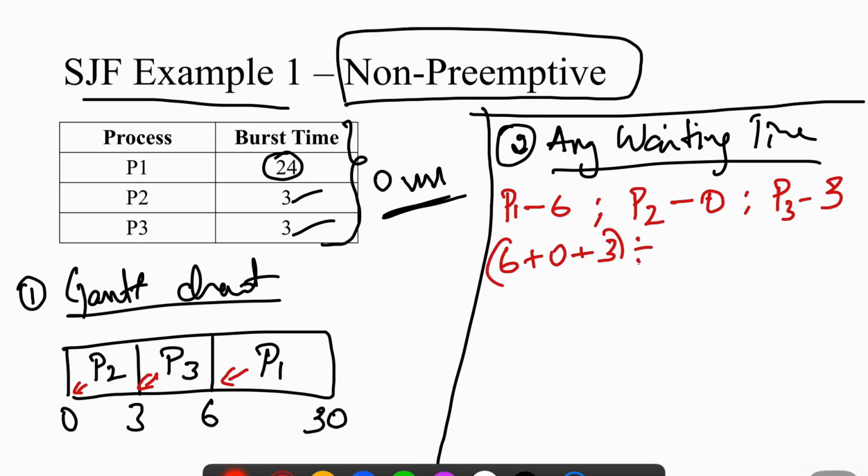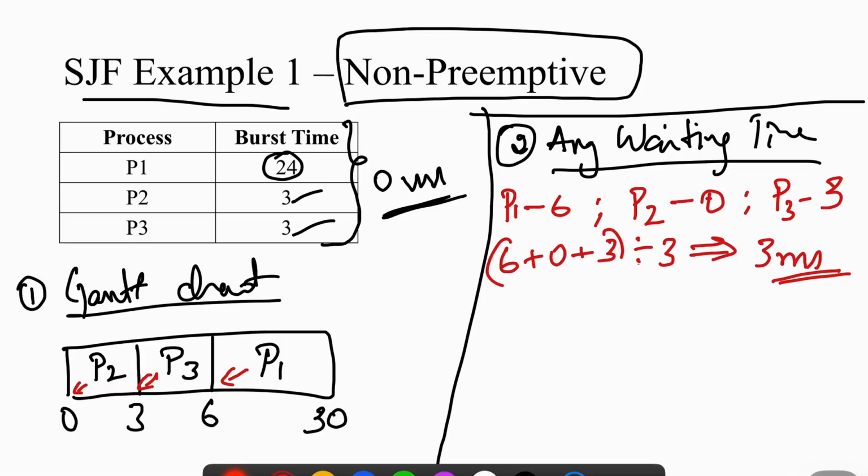divided by 3. We have only 3 process, so I can tell it is divided by 3. So it is 6 plus 3, 9 divided by 3. It is 3 milliseconds. The answer that we have here is 3 milliseconds.